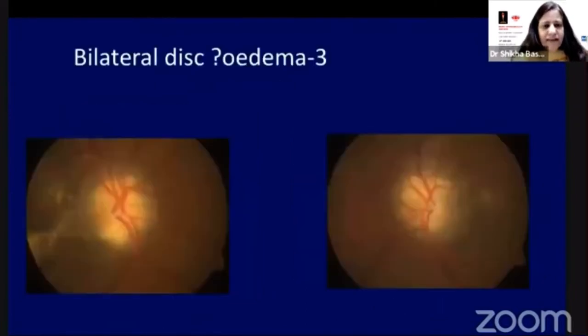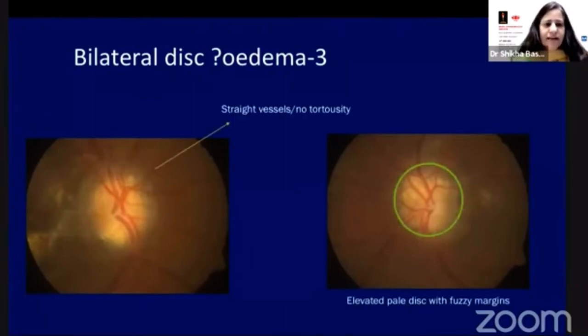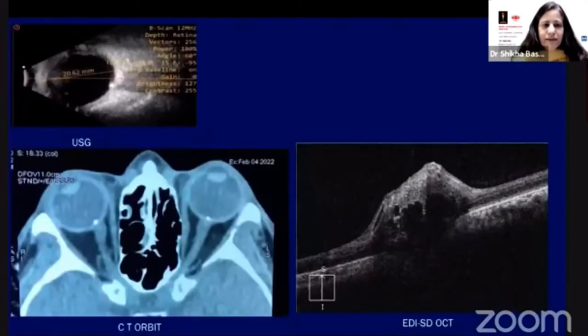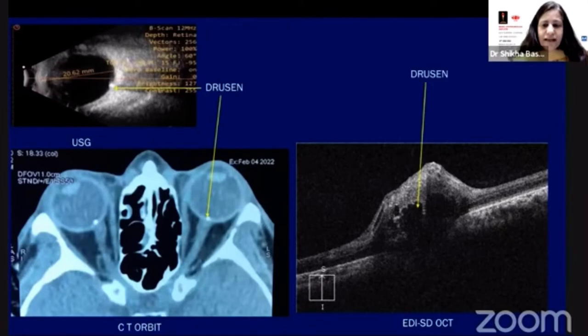Let's look at another case of swollen disc. This is also pretty much elevated with fuzzy margins, palish disc. Look at the blood vessels, they're straight, there's no tortuosity. It's a lumpy, bumpy disc, and with the drusen evident on the surface. There's in fact a peripapillary CNV too. So we are looking at a case of optic nerve head drusen. In such a case, you don't need an MRI. You can do an ultrasound. You can do CT scan to confirm the drusen. And if you have an EDI SD-OCT, you can directly localize the drusen.